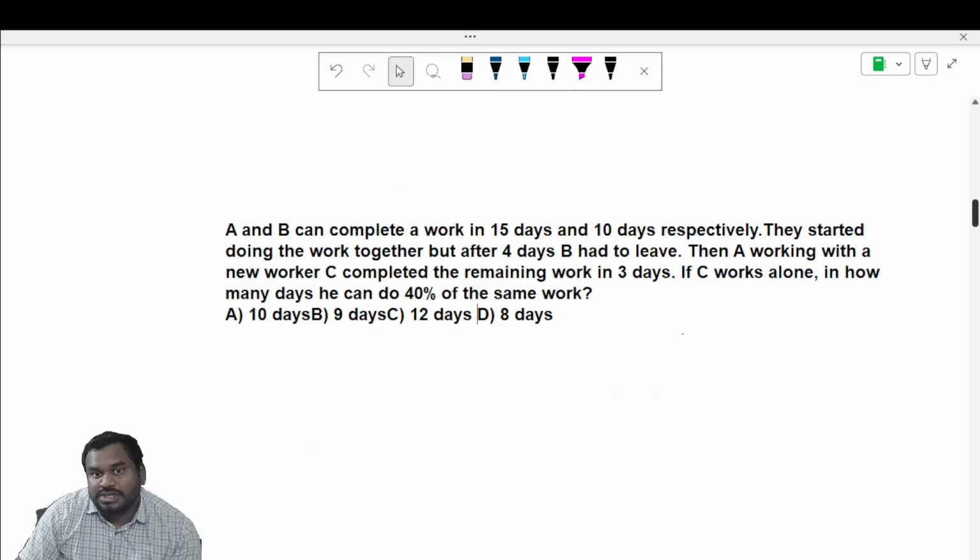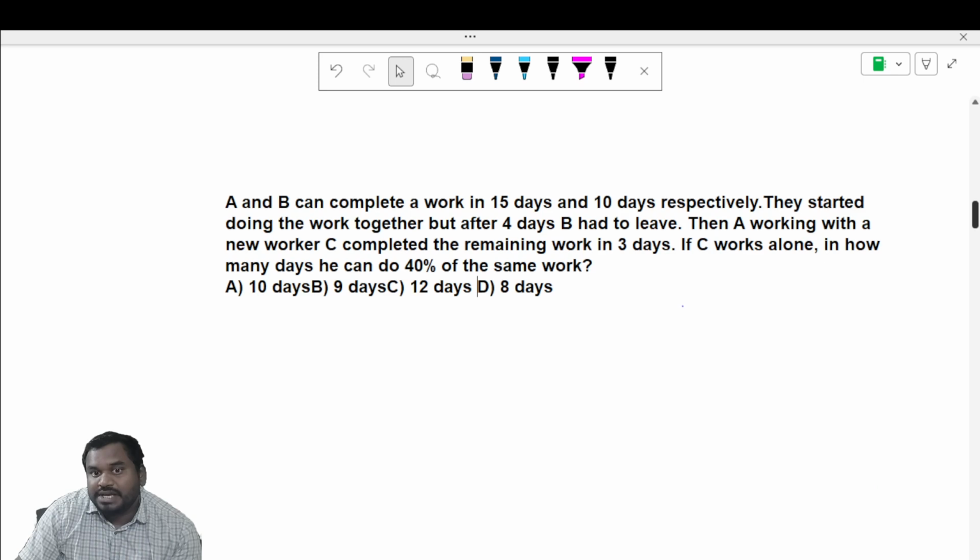And the next one is: A and B can complete a work in 15 days. Okay, so let me know if I'm going a little fast, because speed is also important. If I'm going fast, please reduce the speed and watch, okay.